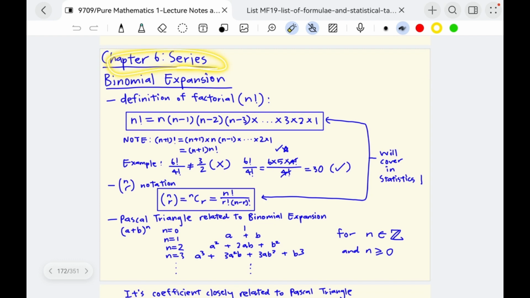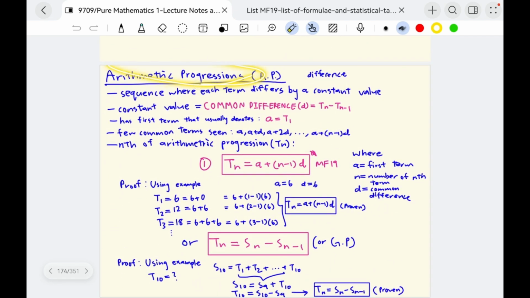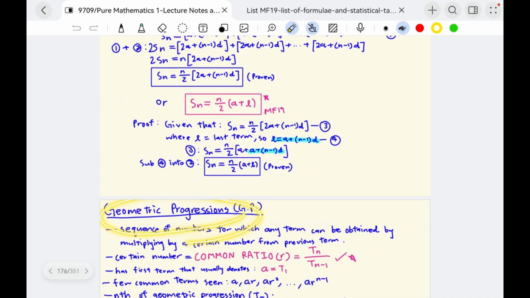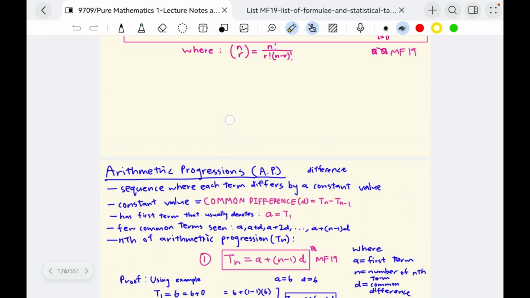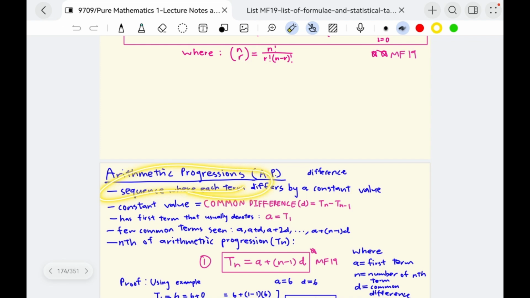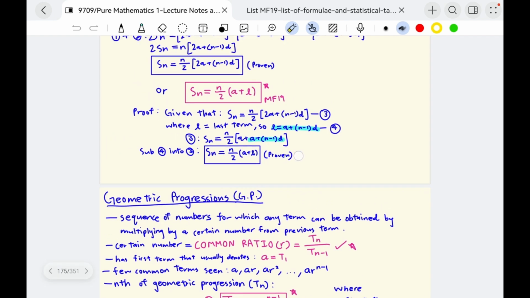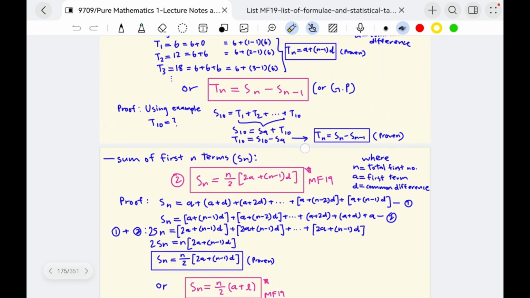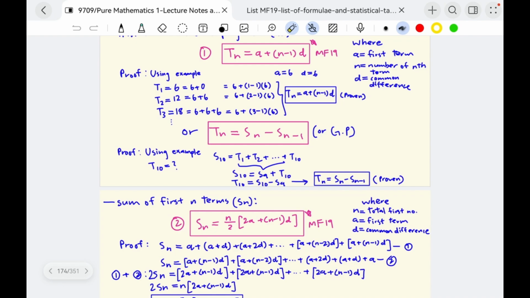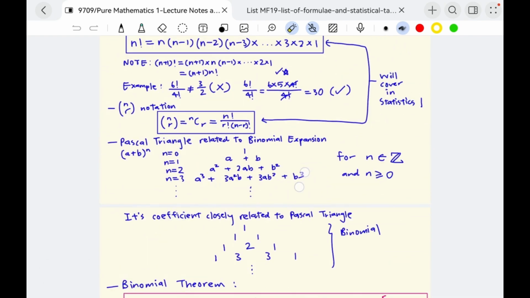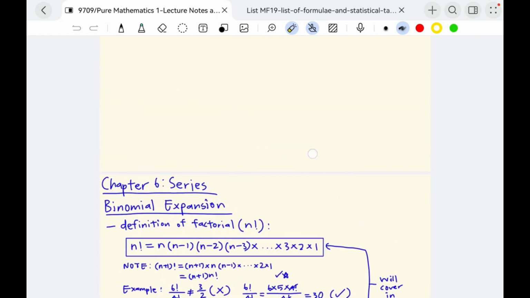So for this video today, we are going to enter the new chapter, which is chapter 6, Series. In this chapter, it consists of 3 subtopics, which are the binomial expansion, arithmetic progressions, and geometric progressions. Two subtopics in this chapter, arithmetic and geometric progression, are actually under series, which you have learned both of these from your secondary school.